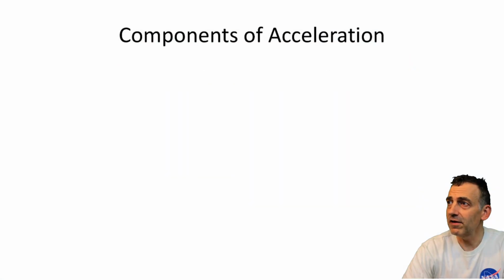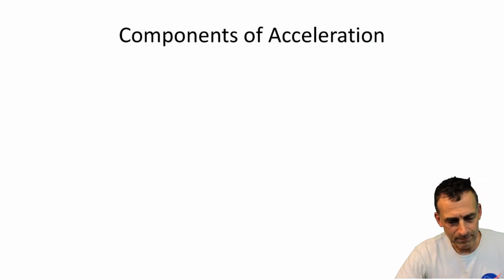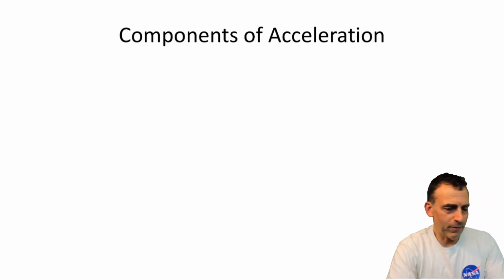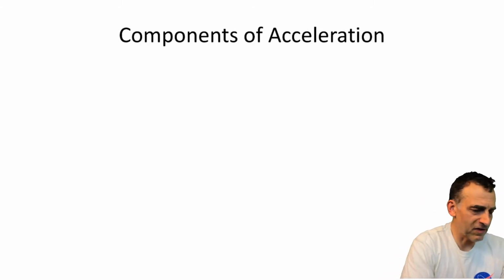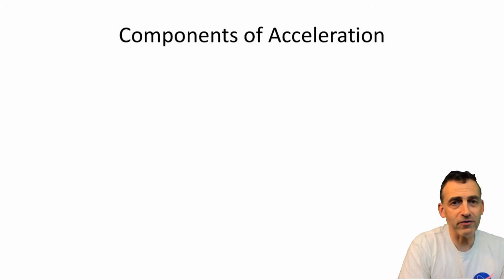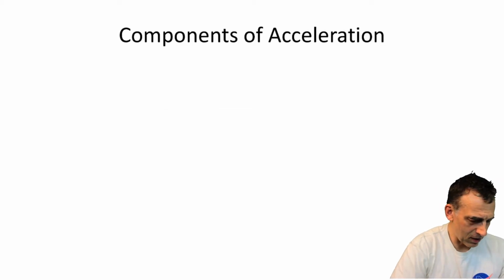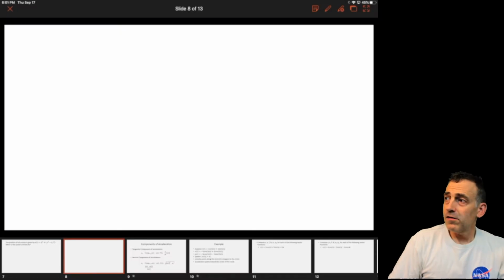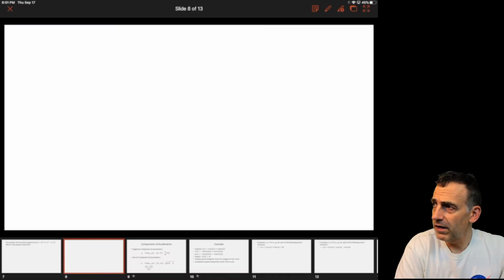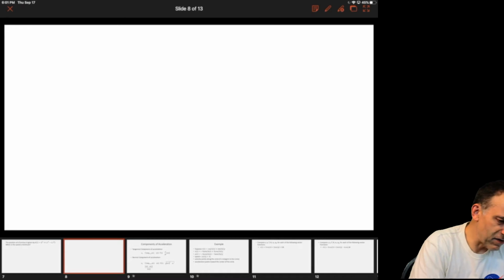Right now we're going to be looking at components of acceleration. So let's get right to it. Components of acceleration refer to the idea that when you have an acceleration vector, and I never drew this, so let me take a minute to draw exactly what's happening with these vector functions.